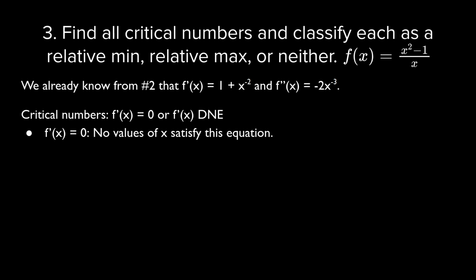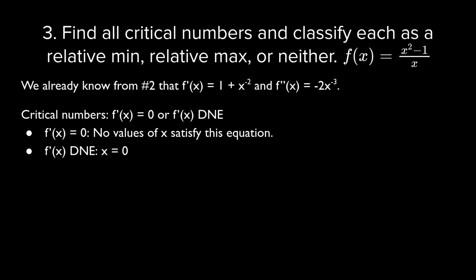So now, when does the derivative not exist? Well, think about that for a second. And it turns out it will not exist at x equals 0. So this is our only critical point. So now, how do we tell if it's minimum, maximum, or neither? We use the second derivative test on it.